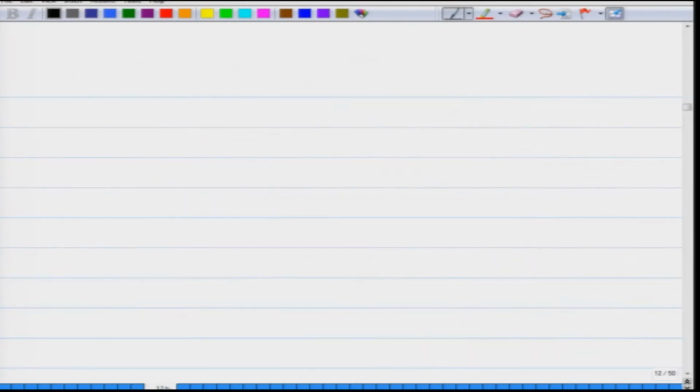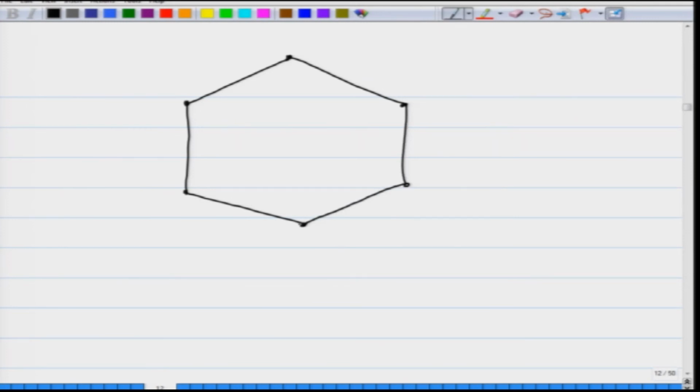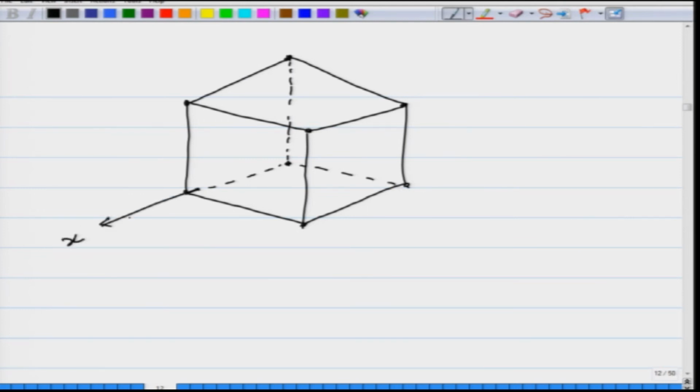In an FCC lattice, if we plot it as here, this is the x axis, this is the y axis, and this is the z axis. Now, this is A1, this is A2, and this is the A3 vector. These A1, A2, A3 are the primitive vectors of the FCC lattice.